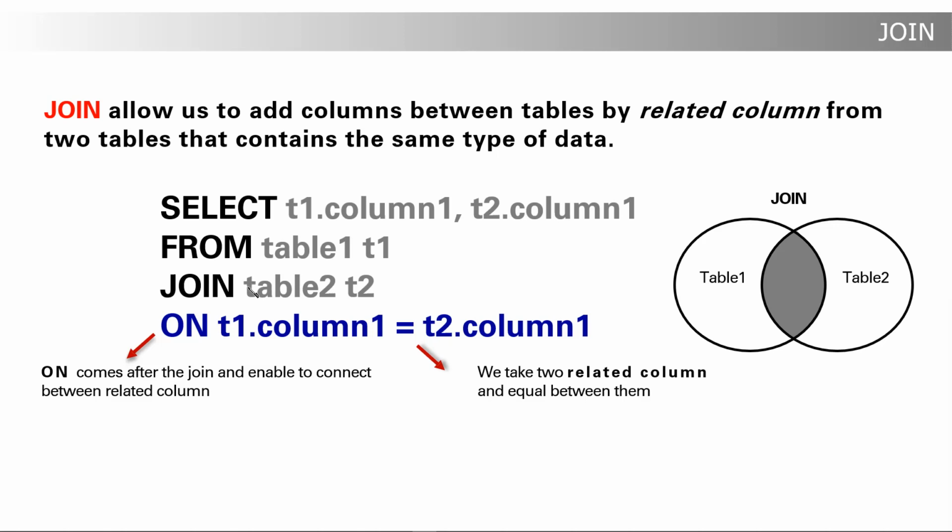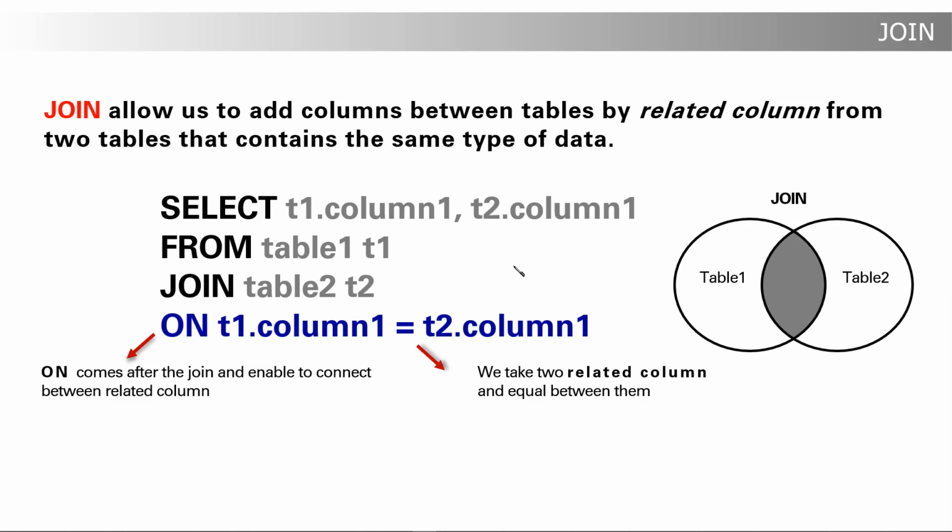We need to remember that in order to connect between these two tables, we need to use ON. ON comes after the join and enables us to connect between related columns. We need to take two related columns and equate them. The columns need to be the same. As we see here, we have table 1 and table 2, and the column that we need to combine between them is the same.